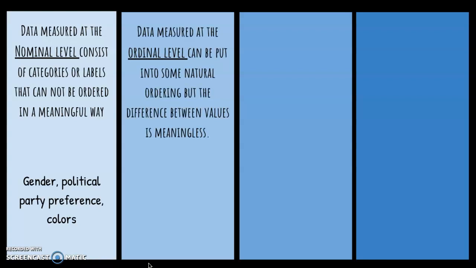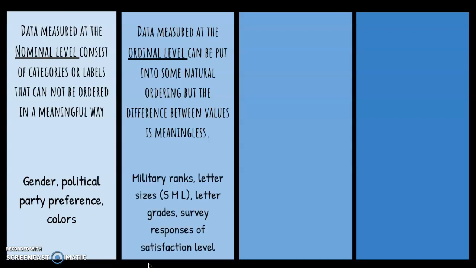The next level of measurement is the ordinal level. Data measured at the ordinal level can be put into some natural ordering, but the differences between the values are meaningless. So a good example of this would be military ranks, or even ranks within a fire department or a police station. There's clearly someone above you or below you, but really, what is the difference between your ranks? There isn't a numerical value that defines the difference.